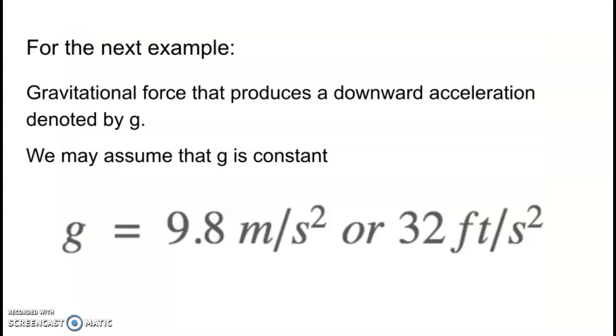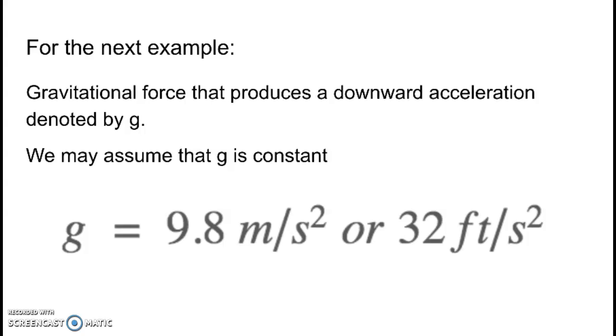So, as an introduction for the next example, we need to know that an object near the surface of the Earth is subject to a gravitational force that produces a downward acceleration denoted by g. For motion close to the ground, we may assume that g is a constant, its value being about 9.8 meters per second squared, or if you're using feet in your problem, then it's 32 feet per second squared.